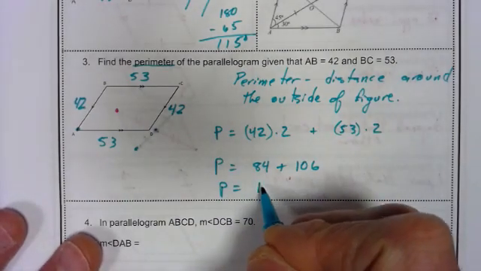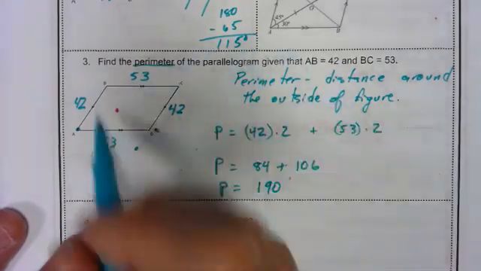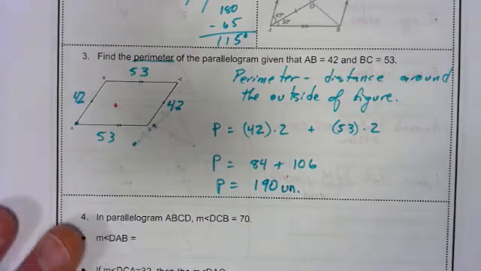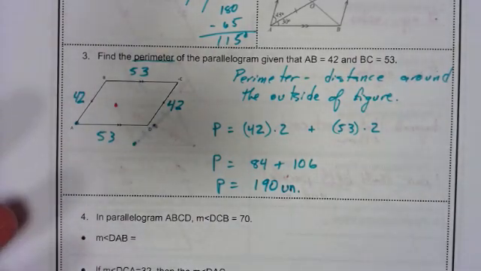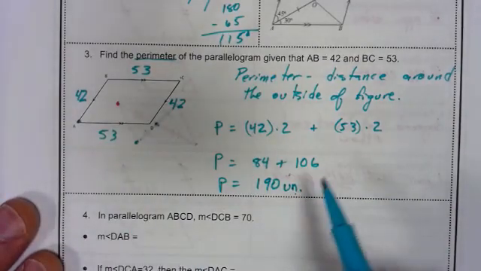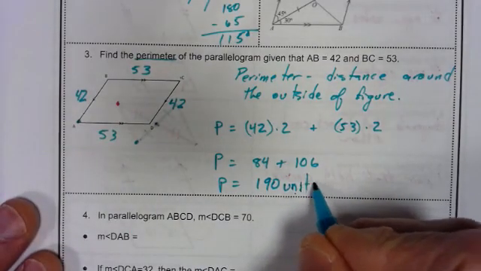Oh, 190. And I don't have a unit here. So what that's going to mean is I'm just going to write units because I'm talking about distance and I need to include my units. It doesn't tell me if it's feet or meters or what, so I'm just going to abbreviate that as units.